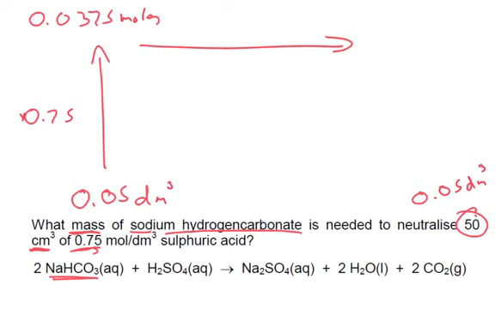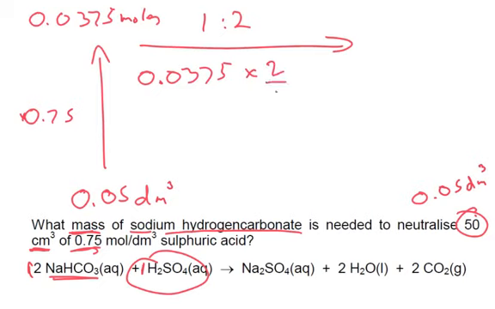Then we're going to go across to, okay, let's have a look at our ratio. So we're looking at a ratio of 1 to 2, but we started off with the sulfuric acid, so we've got a 1 here and a 2 here. So we're going to do 0.0375 times 2 divided by 1. And we find that we've got 0.075 moles of our sodium hydrogen carbonate.